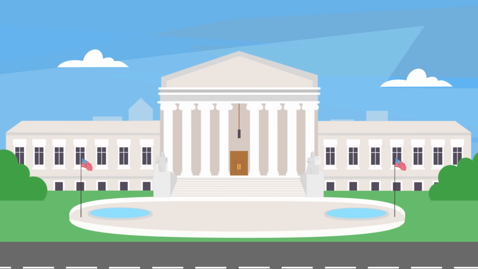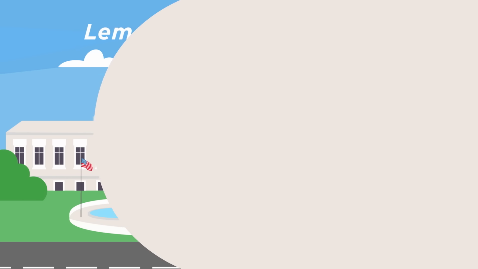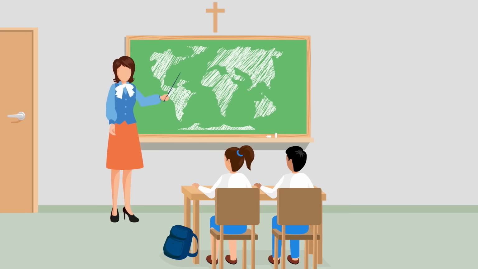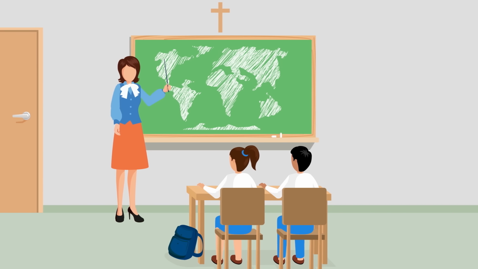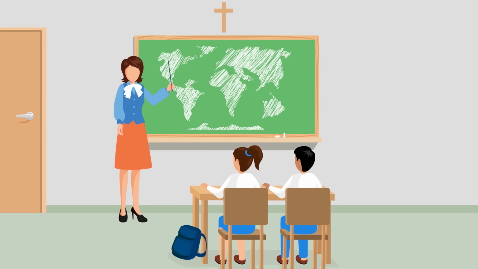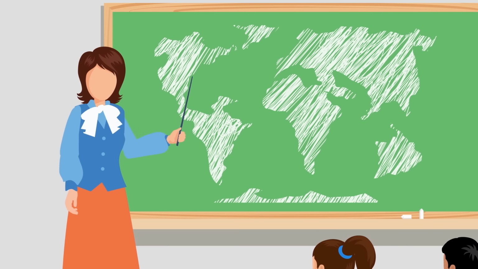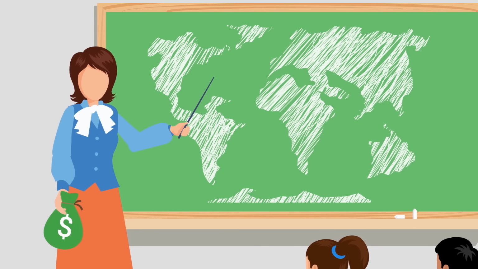The Lemon Test came from the 1971 Supreme Court case, Lemon v. Kurtzman. At issue was whether the government could provide state funding to private religious schools. Two states, Pennsylvania and Rhode Island, each passed statutes that provided financial assistance to private schools, many of which were religious. This funding subsidized the cost of textbooks and instructional materials for non-religious subjects, and it also supplemented teachers' salaries.